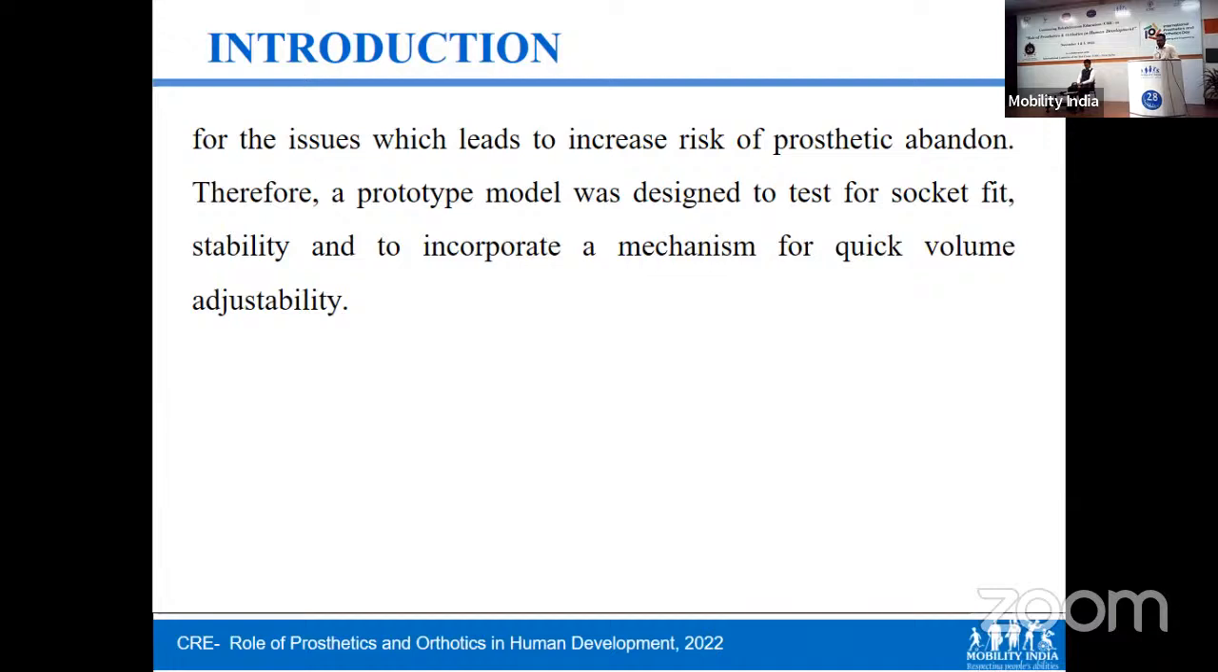So basically, my study was to get a good volume adjustable socket which is non-subischial, because currently many sockets are based on subischial designs. Through this, I wanted to achieve skeletal mediolateral stability, and also incorporate a quick mechanism for the patient himself to handle the adjustable feature of the socket.